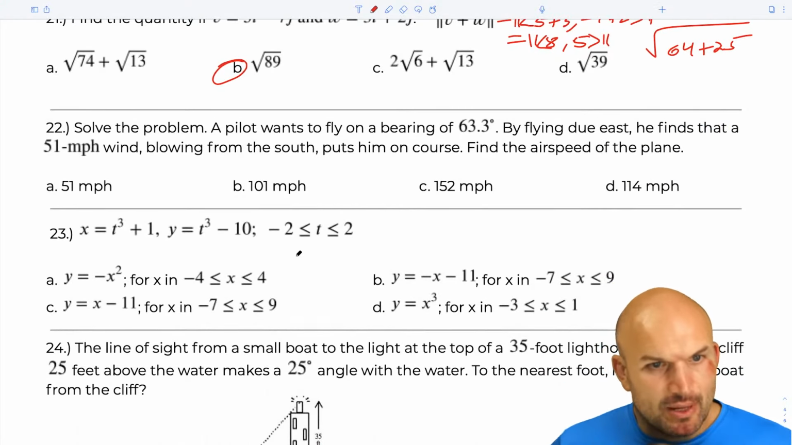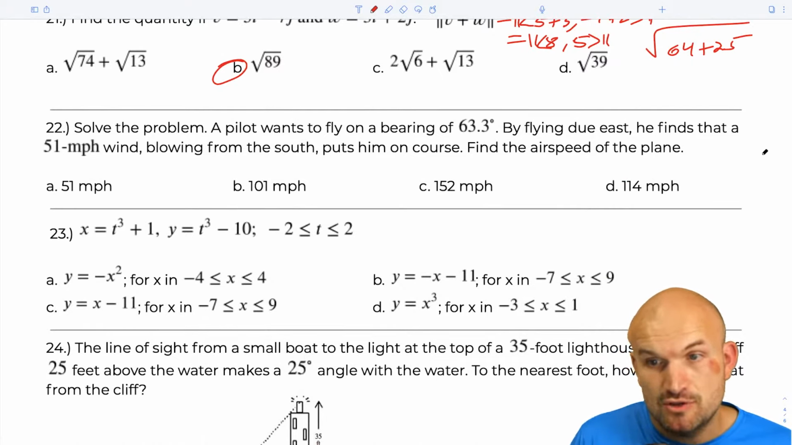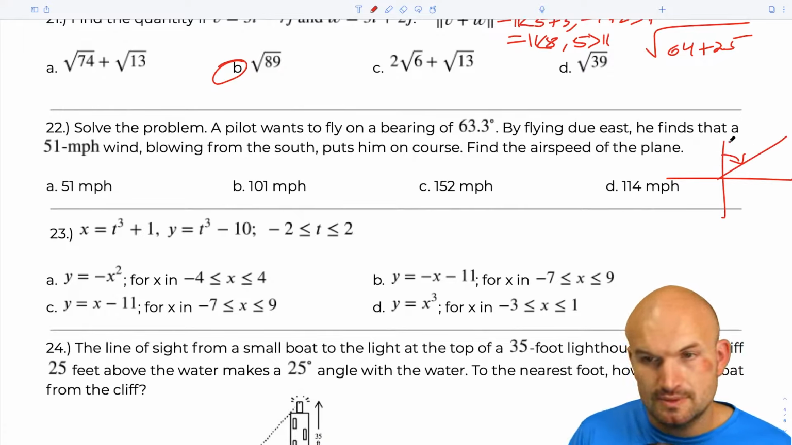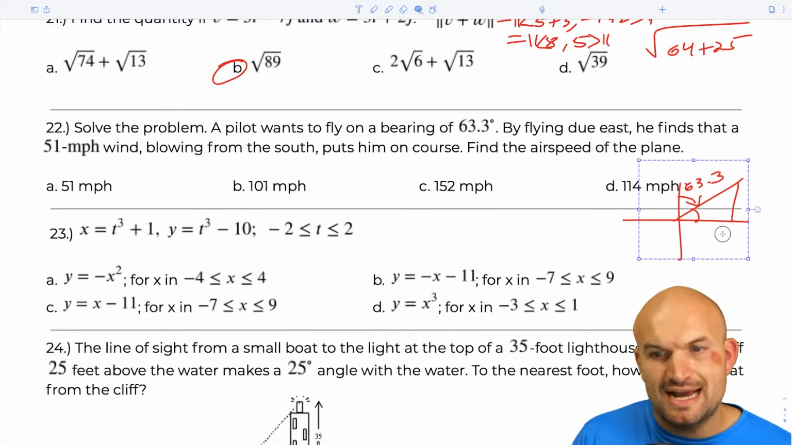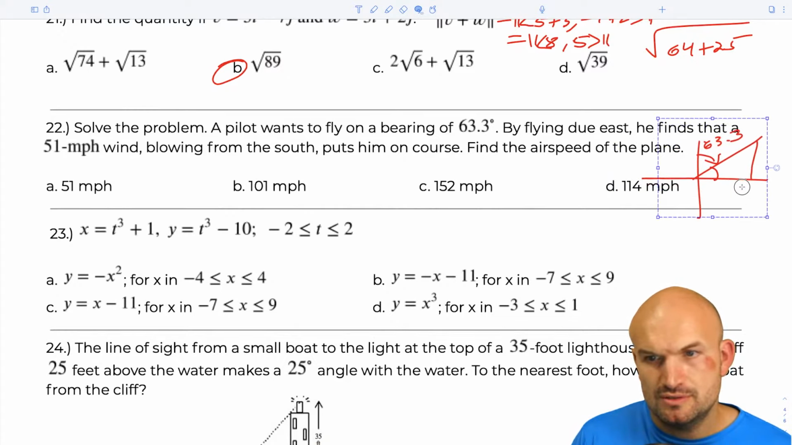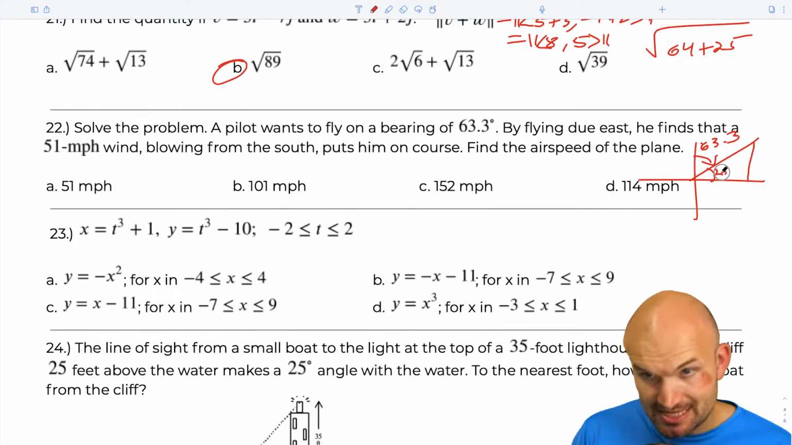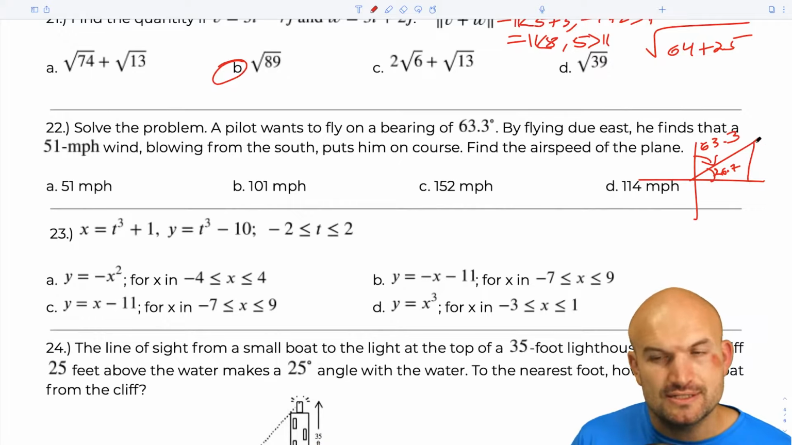Number 22, it says, solve the problem. A pilot wants to fly on a bearing of 63.3 degrees. So again, we got to know what the bearing is, right? So the bearing is 63.3. So this is 63.3, then this angle, I need to move that over. Remember, this is going to create a 90-degree angle, right? I'm actually going to use a little bit of this space. So therefore, this needs to be a 26.7, right? Because these two need to add up to 90 degrees.